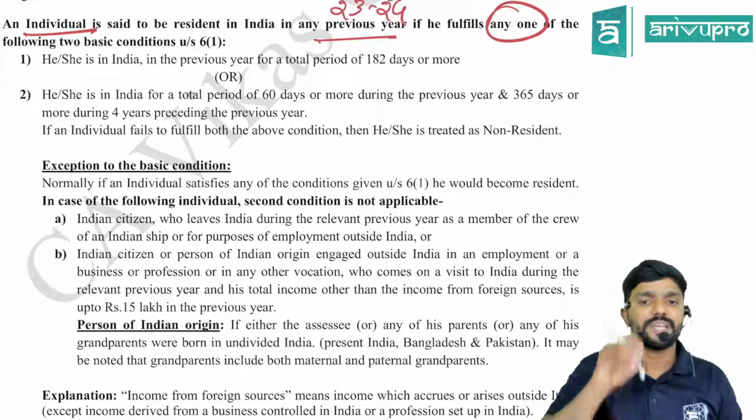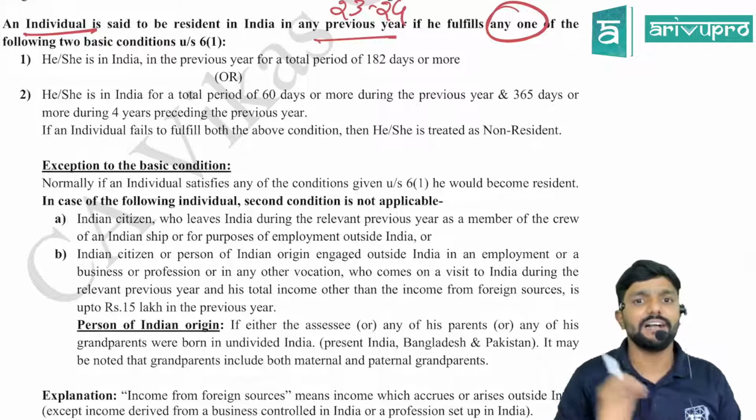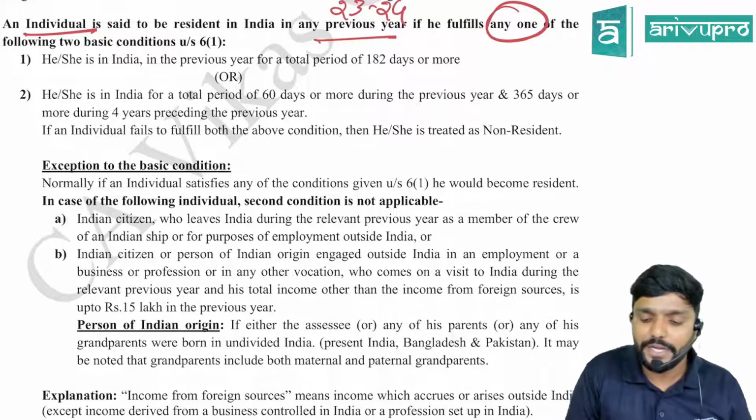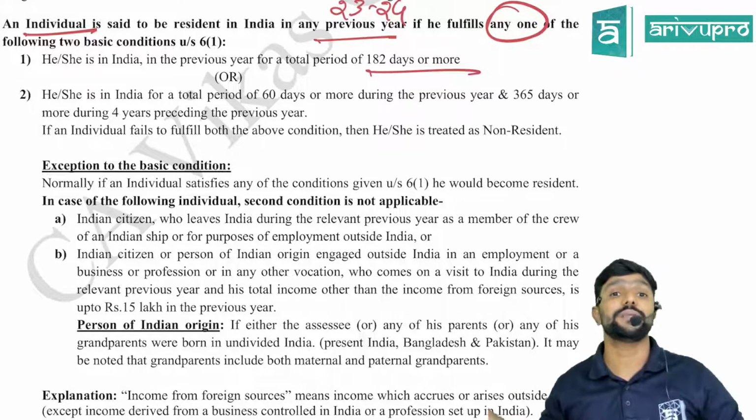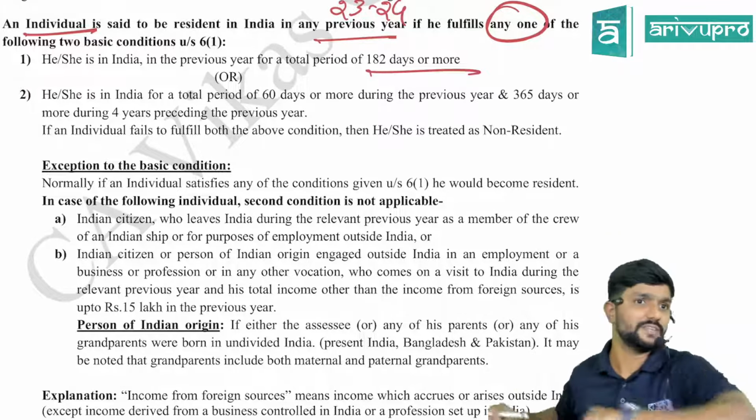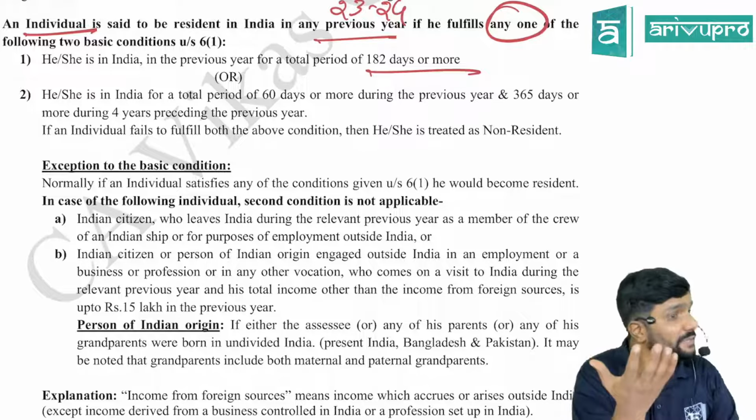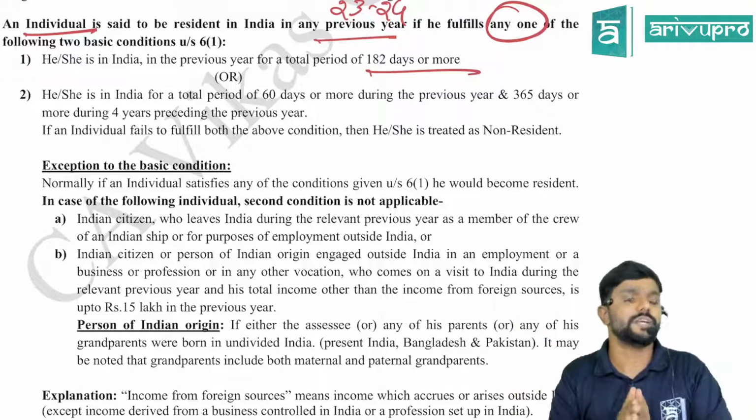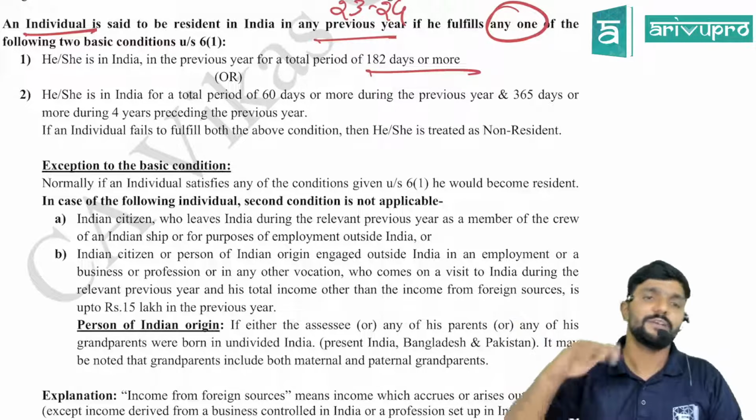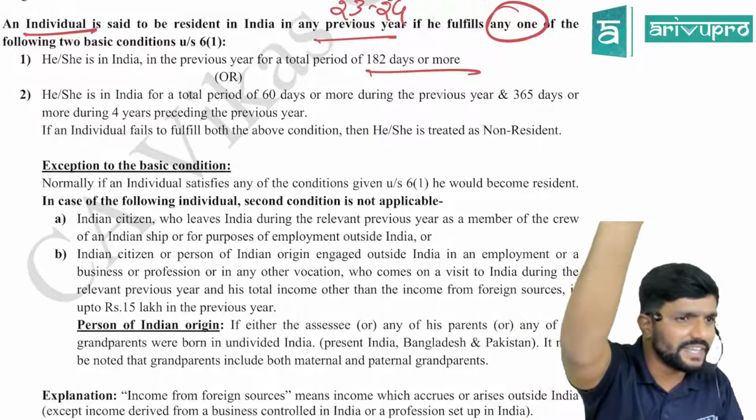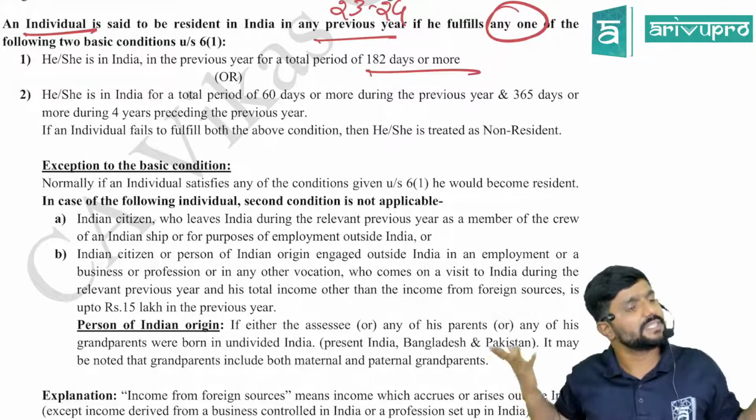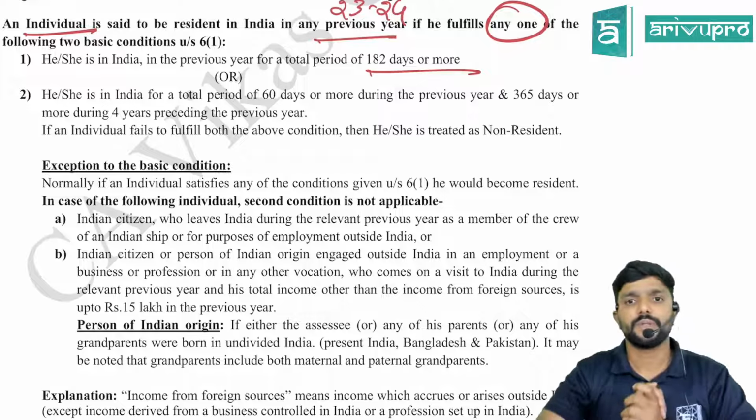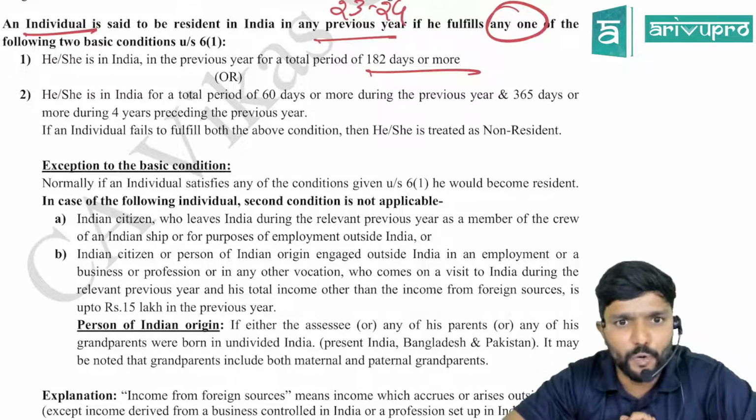What are those, sir? He or she is in India in the previous year for a total period of 182 days or more. Total period of. They are not telling continuous period of. Sometimes they may use that term, but here, are they using it? No. Total period of 182 days. Sir, 2 months I was in India, went back outside India, 2 months I stayed there, again came back. So totally I stayed for 182 days, sir. Is it fine? Yes, it is fine. 182 days or more.